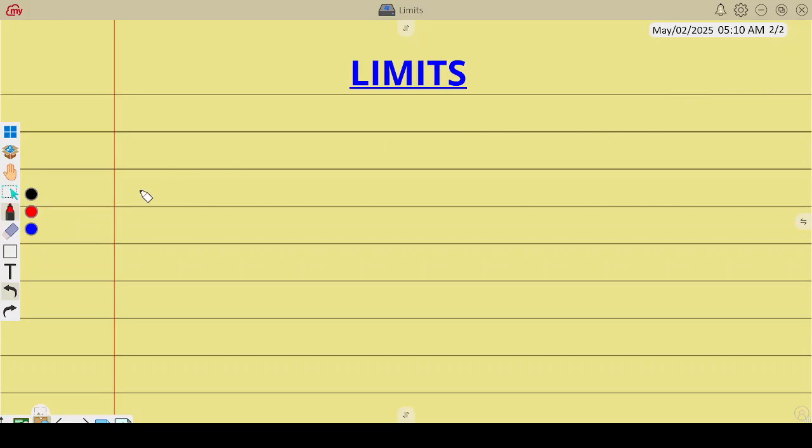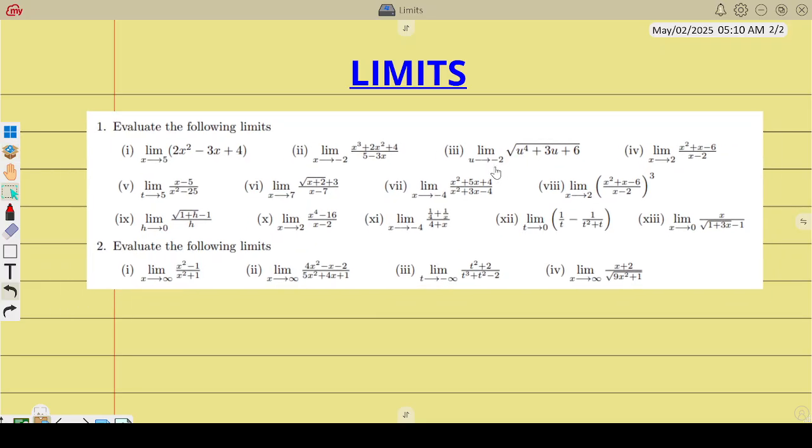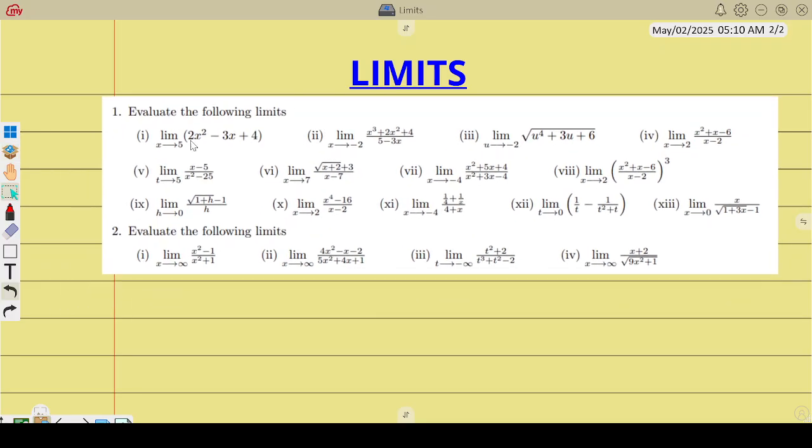But if you're going to study math without practicing, then you're not studying it. So these are sample tutorial sheet questions about evaluating limits. We have all these. What can we try out? I'm just going to do one. These you can do very well on your own.